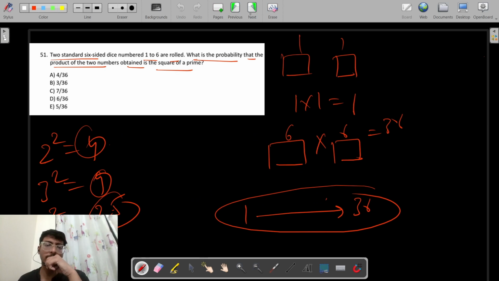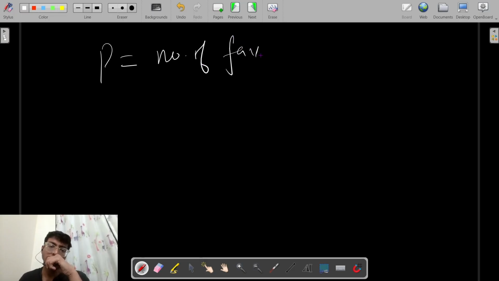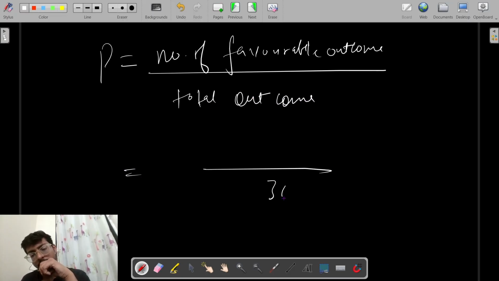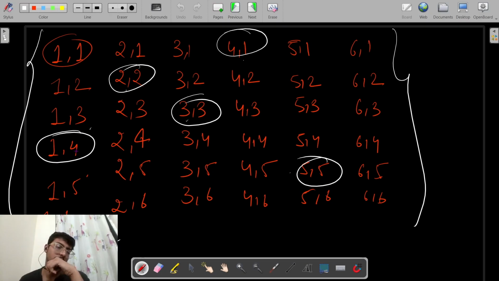So the formula of probability is nothing but number of favorable outcomes upon total outcomes. So your total outcome is 36, and favorable outcomes are this 1, 2, 3, 4, 5.